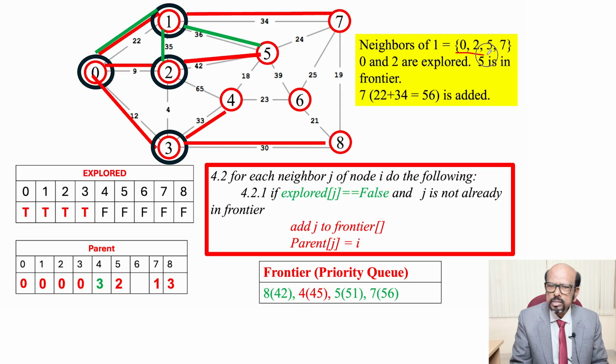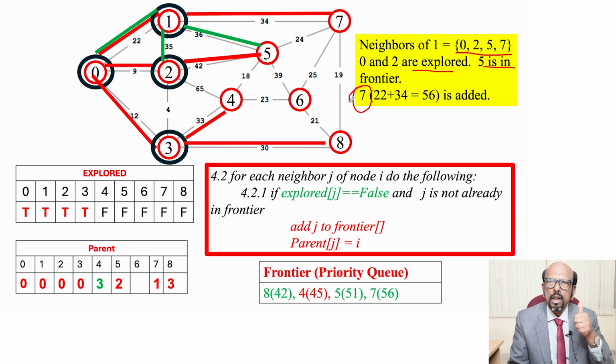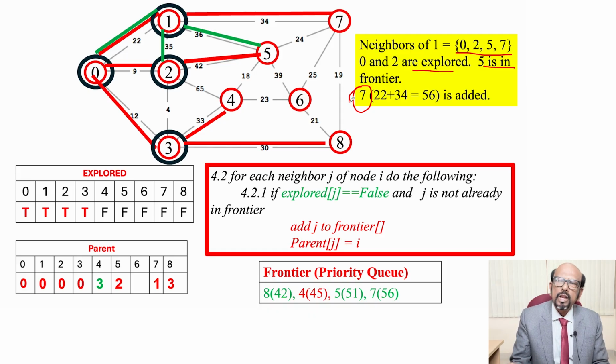Out of which 0 and 2 are already explored. 5 is already in the frontier. So 7 satisfies both the conditions. What are the conditions? Not in the queue, not explored. So 7 has not been explored. 7 is not in the queue. So now we can insert 7 into the queue.